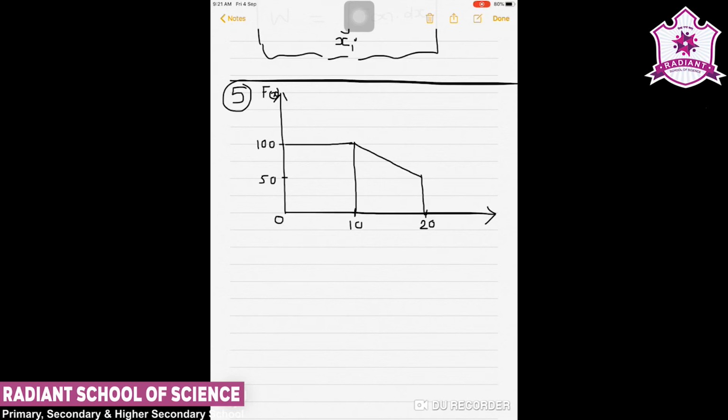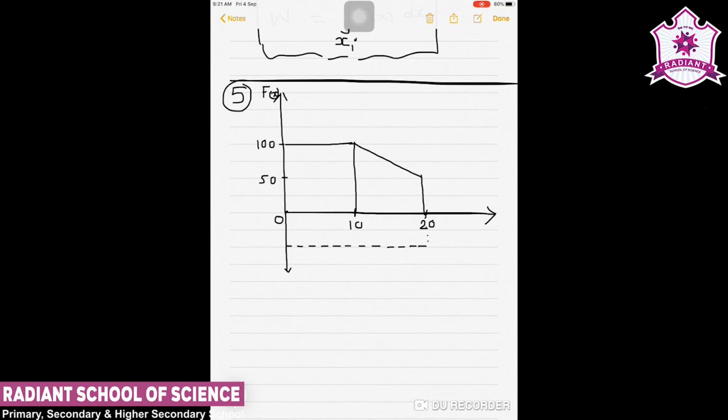Suppose we put the origin at O, and we draw the graph for the first 10 meter, which is a constant force, and then there is a reducing force over another 10 meter, up to 20 meter. During the whole process they have also given that a continuous force of friction, about minus 50 Newton, is applied throughout the displacement. So we consider that also.